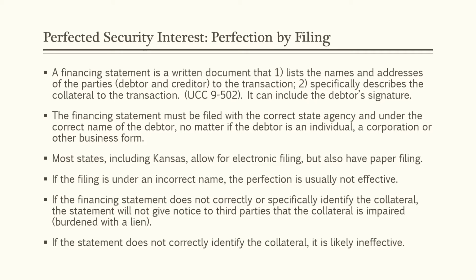Now, it's possible to use the description of the collateral from the security interest, but that makes it all the more important that the collateral description used from the beginning of the transaction must give notice to a third party that the secured creditor has a first lien on that specific collateral. So you have to make sure that the description of the collateral is good from the beginning if you're just going to cut and paste it, which a lot of creditors do.